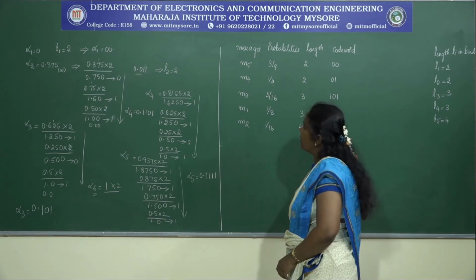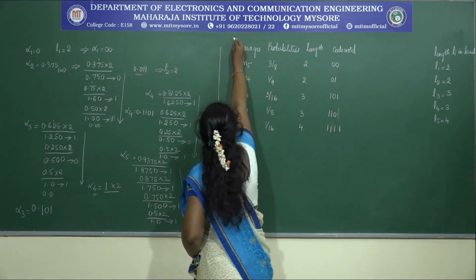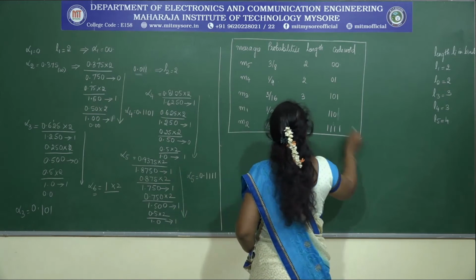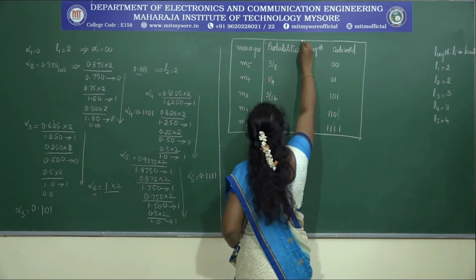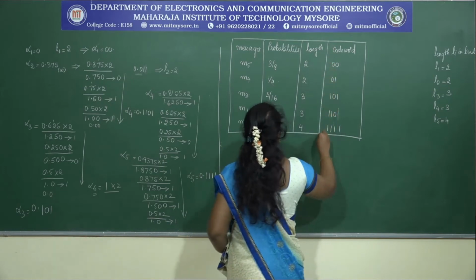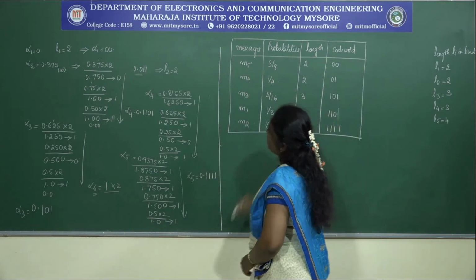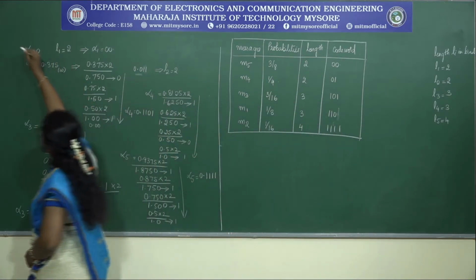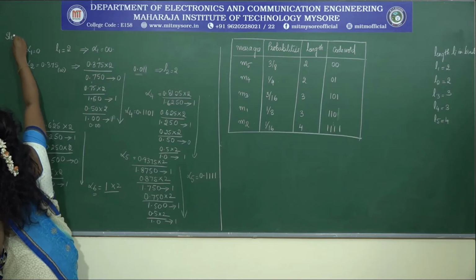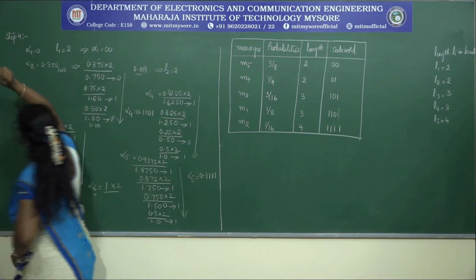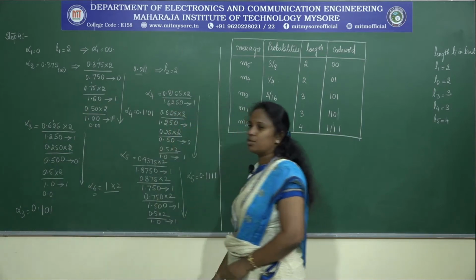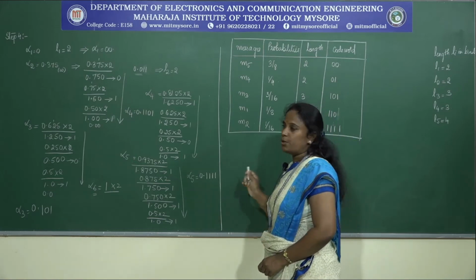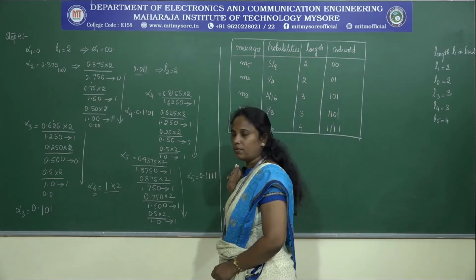So this is how we construct a table after calculating all the lengths, and corresponding to that you calculate the different code words for all the message sequences. So this is step 4 that we have done: converting from decimal to binary. Step 5 is to remove the binary point and write the corresponding code word. Now you need to find the code efficiency and redundancy.